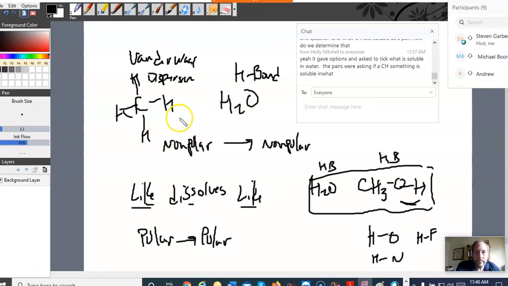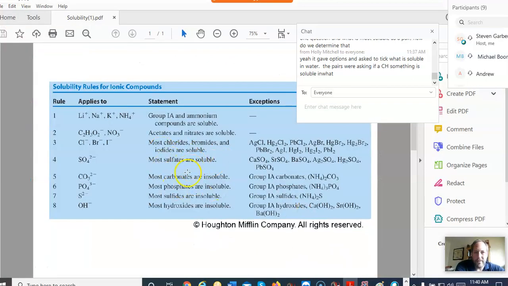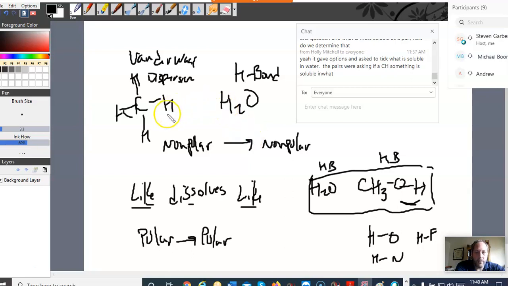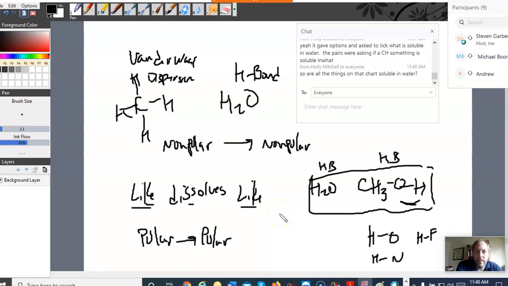So it depends if they're asking about this type of question or that type of question. There are two ways you have to look at it. If it's an ionic molecule, you're going to look at this chart. If you have non-ionic molecules, then you'll have to think about like dissolves like. Okay, so hopefully that helps.